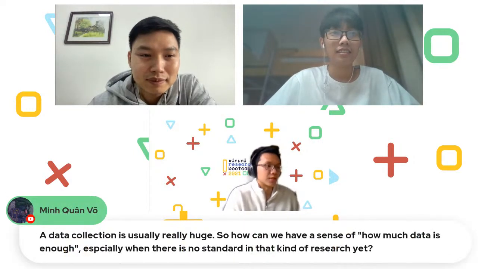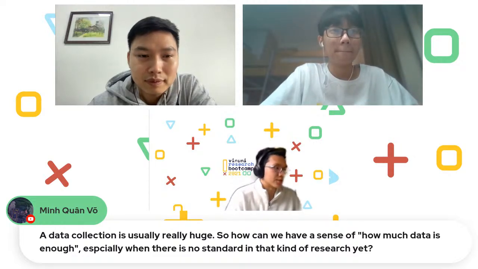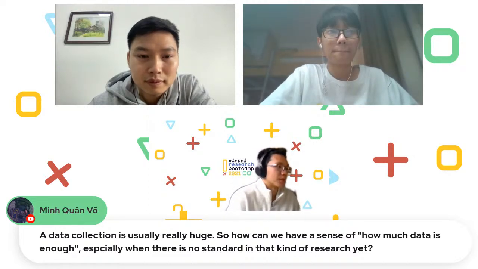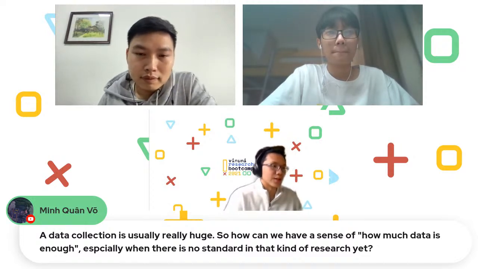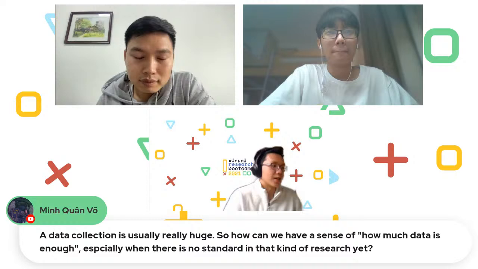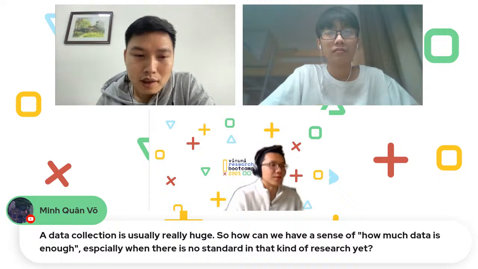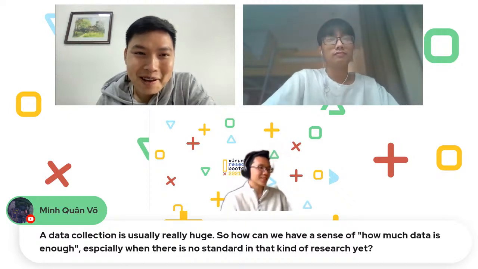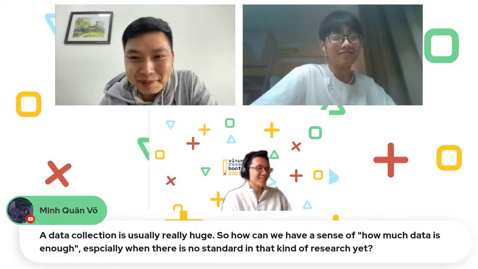Okay. This question is from Minh Quân. A data collection is usually really huge, so how can we have a sense of how much data is enough, especially when there's no standard in this kind of research yet? A very interesting question. That is a tough question, actually.